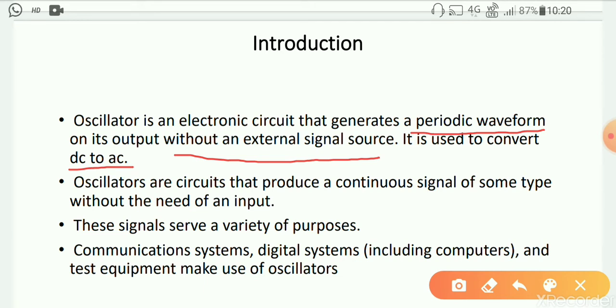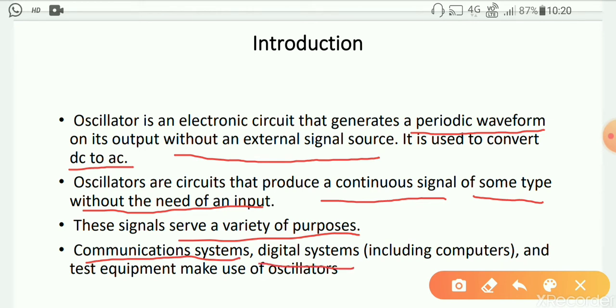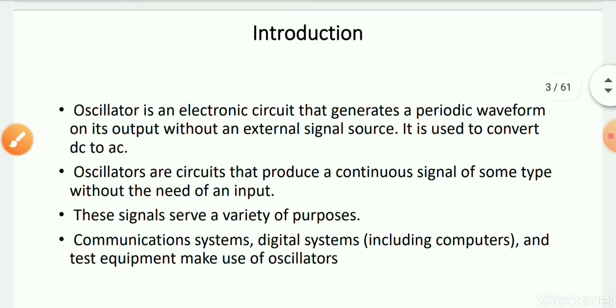Oscillators are circuits that produce a continuous signal of some type without the need of an input. These signals serve a variety of purposes. It may be used for the communication system, the digital system, test equipment, everywhere in electronics devices. The oscillator circuit is the most important one.